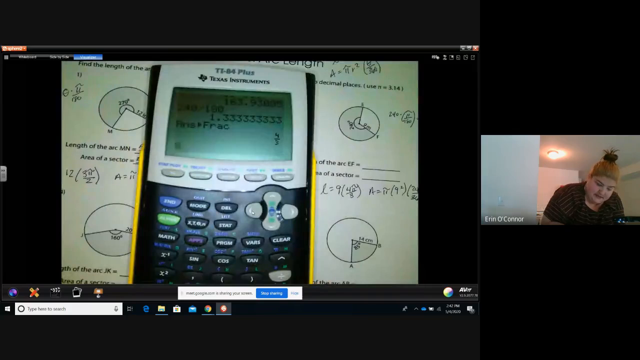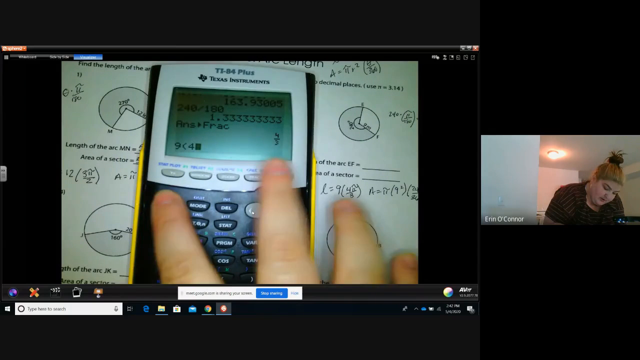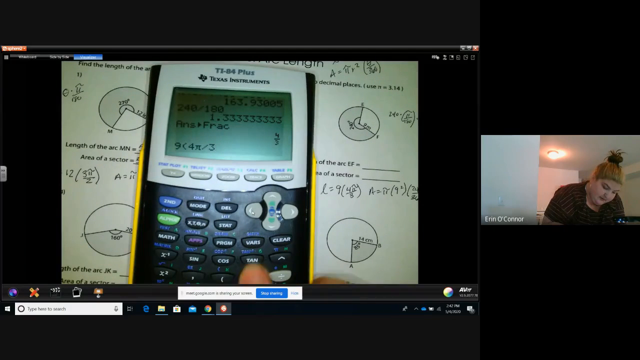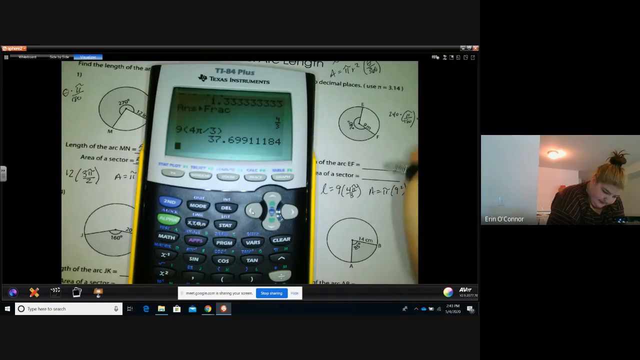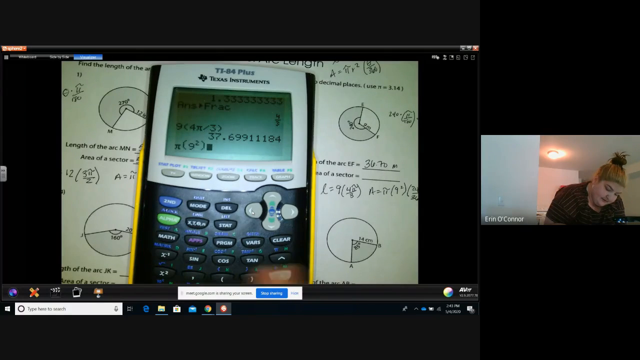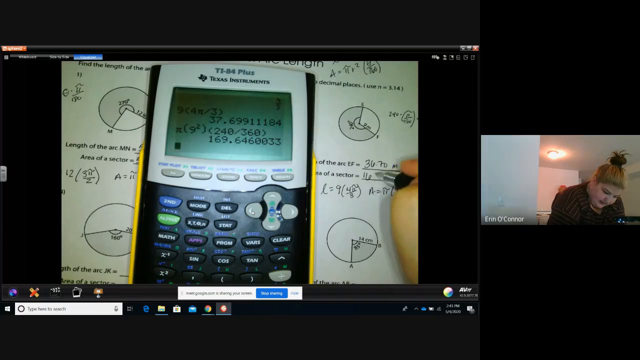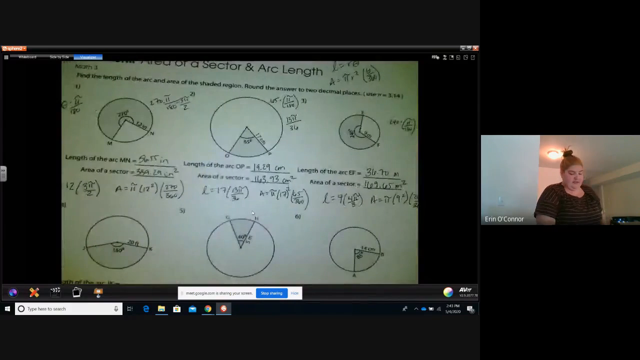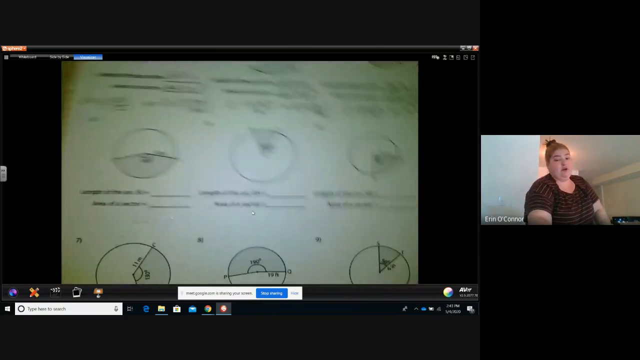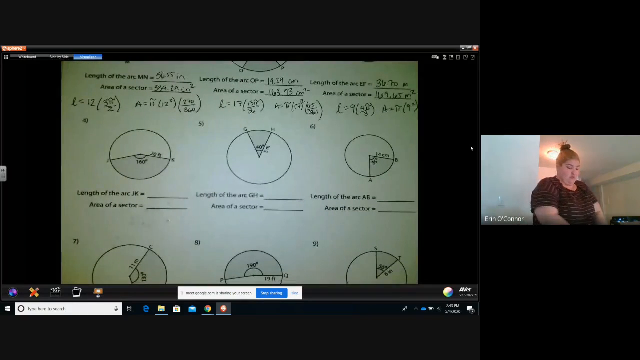Let's look at what this is. 9, 4 pi divided by 3. We get 36.70 meters. And for the next one, we get pi 9 squared, 240 divided by 360. And we get 169.65 meters squared. We're going to do 2 more of these together. If you want to do more, you're more than welcome to, but we're only going to do 2 more together.